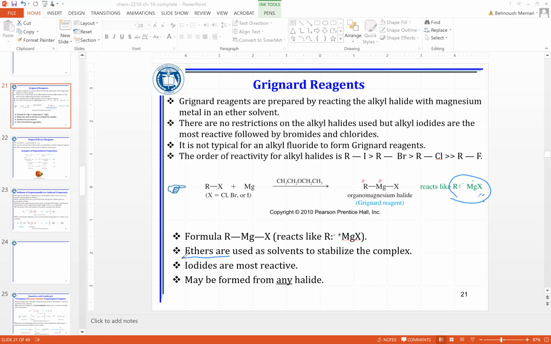So the ether that you are using is just the solvent. It is going to stabilize the substance, but it is not reacting. Okay, in the reaction, it's not part of the reaction. So any halide can be used to prepare Grignard reactions. Any questions?